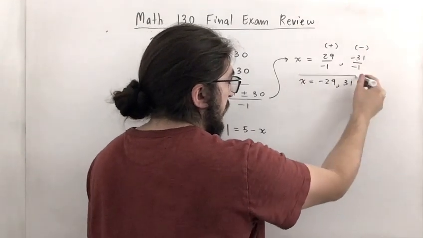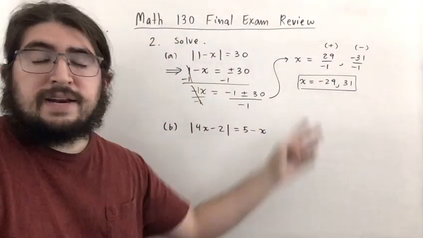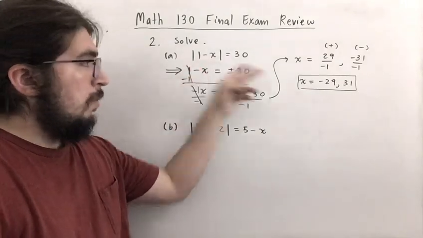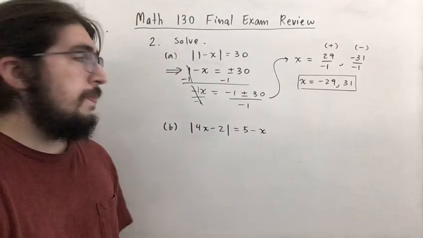Of course, when dividing by negative 1, the signs change. Now you can check these. But 1 minus negative 29 is 1 plus 29, which is 30. The absolute value of that's 30. And 1 minus 31 is negative 30. The absolute value of that is also 30. So they both check out.